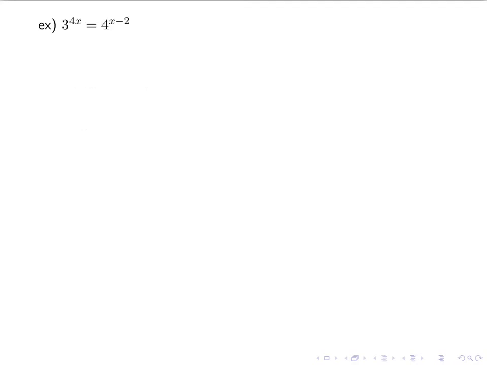Okay, so let's try another one. 3 to the 4x equals 4 to the x minus 2. So here, 3 and 4 are not powers of the same number. I can't write 4 as 3 to a power, and 3 is prime, so I can't write that as anything else to a power. So I can't change them into the same base.